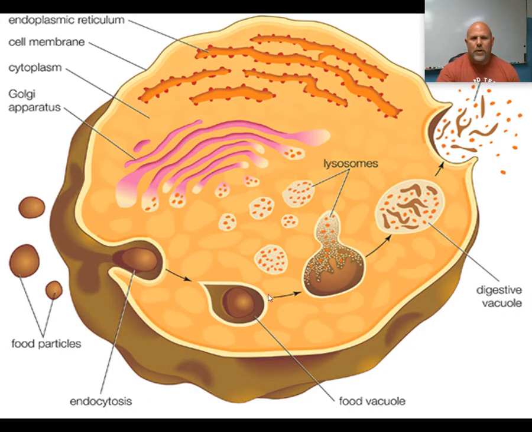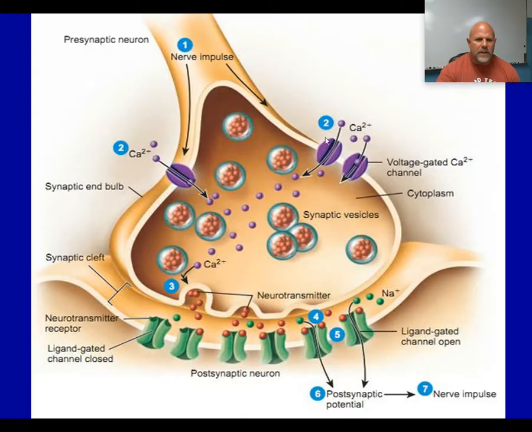So here's the whole process in one big picture. We have a food particle that's taken in. The lysosomes come up and bind, dump their digestive enzymes. It doesn't show, but some of these molecules will move across the membrane into the cell. And then whatever's left over is going to be released into the extracellular space. This is another example of exocytosis.